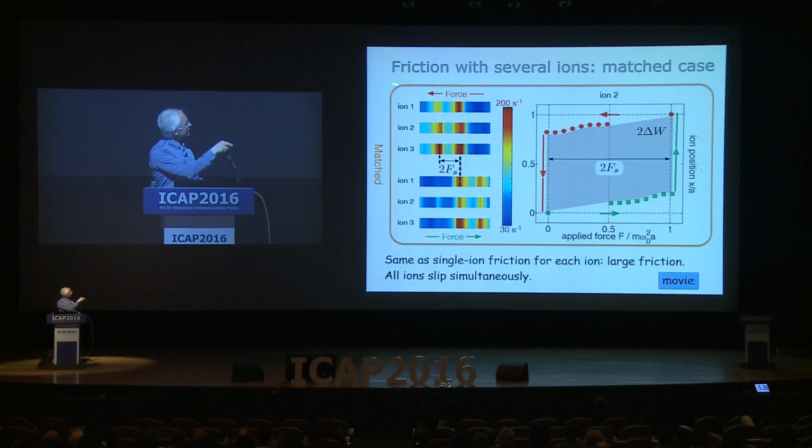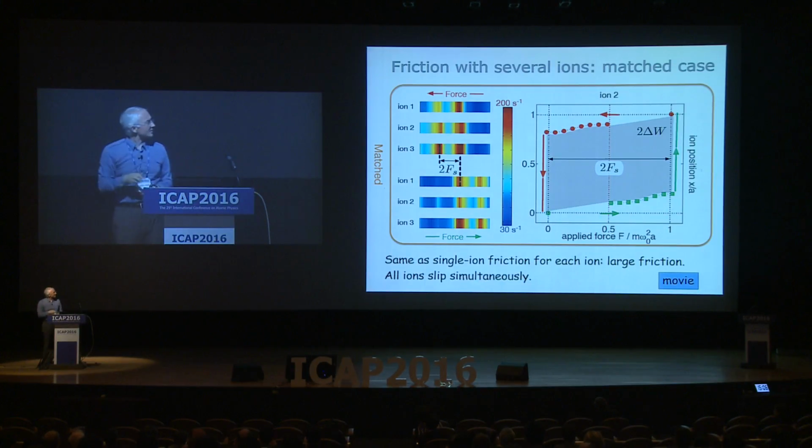So here the force is going one way. At this point, ion 1 slips, ion 2 slips. They all slip together across the barrier. High count rate means this is the moment of a slip. Here's the moment of another slip. And then when we move the force in the other direction, we see this clear hysteresis, namely that there's a distance between this slip and that slip. And you can see also very easily that all the ions are doing essentially the same thing. They all slip at the same time.